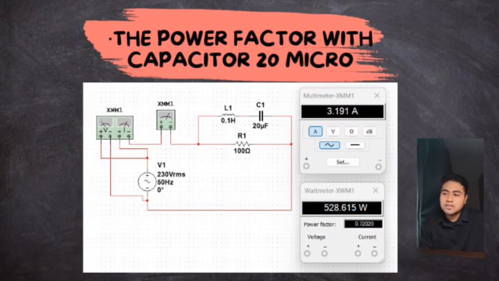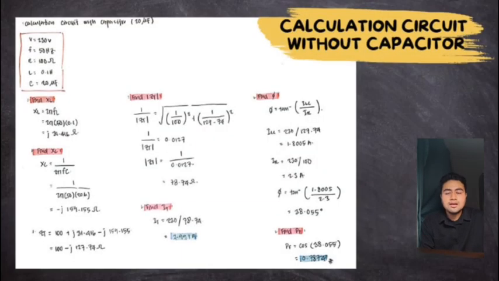After we run the circuit, we have the total current of 3.191 ampere, and the power is 528.615 watt, and then the power factor, which is the main topic for the assignment, is 0.7202. For the next slide, we do some basic calculation to prove our simulation is on the right track.